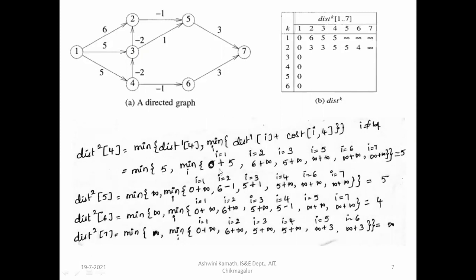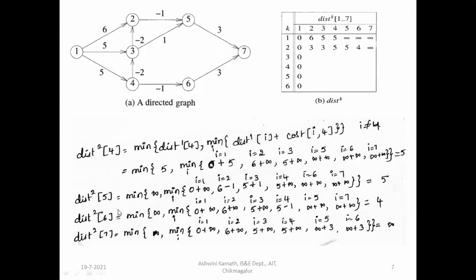So 5 comma minimum of, from 1 it will be 0 plus 5. For 4 it is 0 plus 5. What is that 0? From this table, first value 1, it is 0. Then 6 plus infinity, because from 2 we don't have a direct edge to 4. From 3 also we don't have a direct edge to 4. So you can notice, for 4 we have only one incoming edge from 1, that is 5. So the 5 will be retained as it is. From the remaining it will be infinity. You can notice from 2 we don't have, from 3 we don't have, 5, 6, and 7 we don't have. So it will be equal to 5.